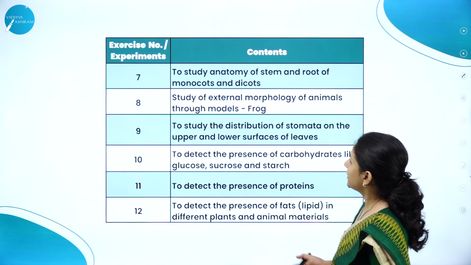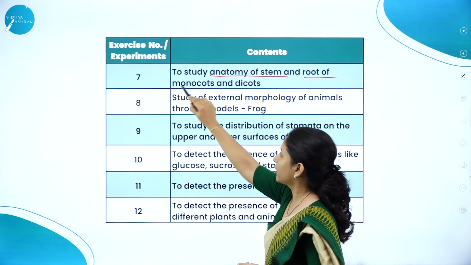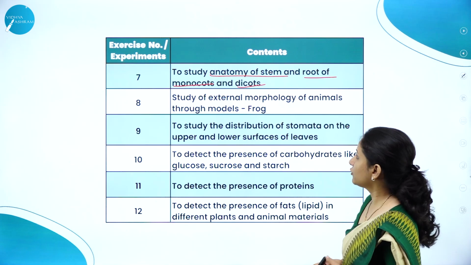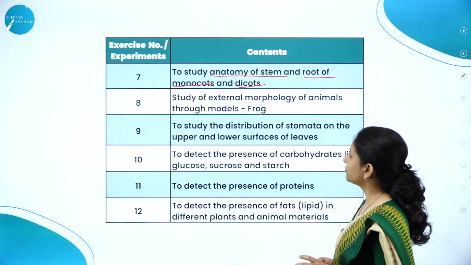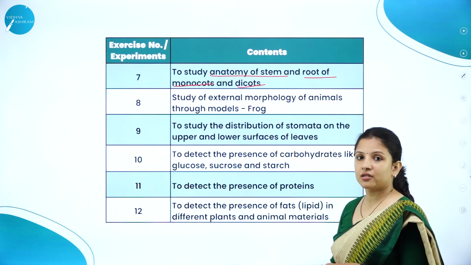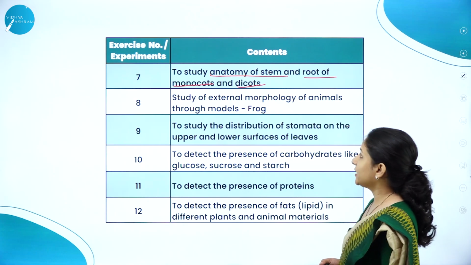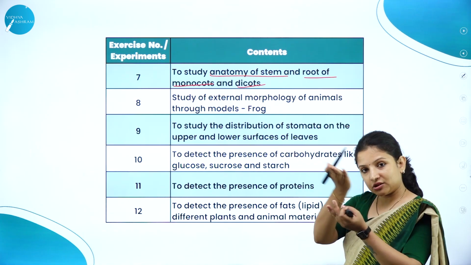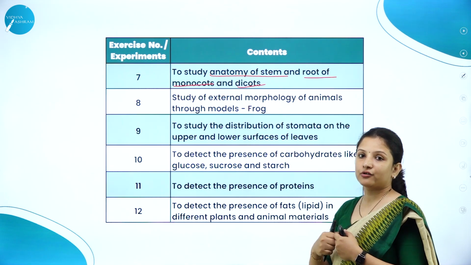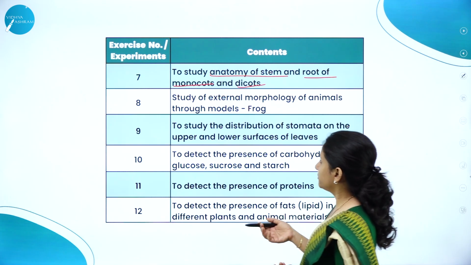Next is 7, to study the anatomy of the stem and root of monocots and dicots. Monocots have one cotyledon, dicots have two cotyledons. Grass is a monocot; most of the flowering plants are dicots. So those plants that are mentioned in the practical manual, you have to bring to the laboratory, and we will be studying them. We'll take a thin transverse section or cross section of the stem and the root and observe it under the microscope and study how the cells are arranged. So that is experiment 7.